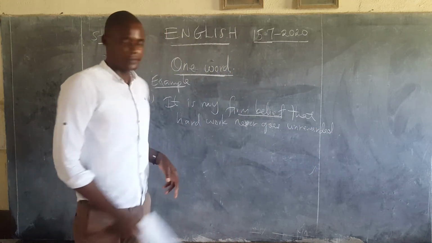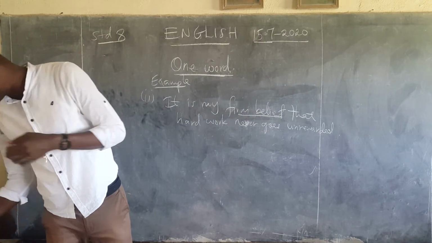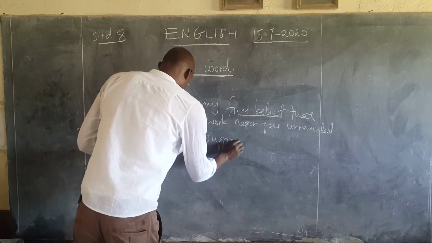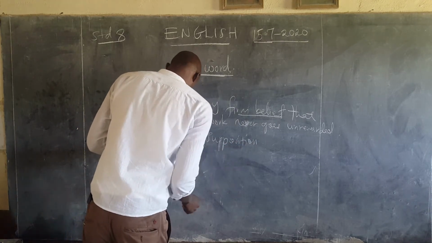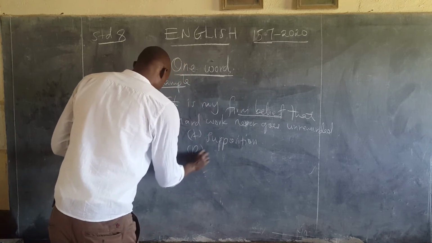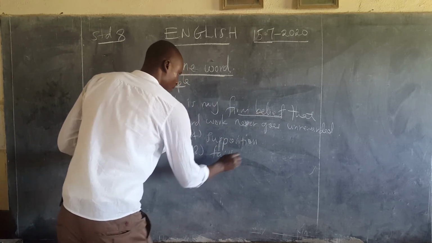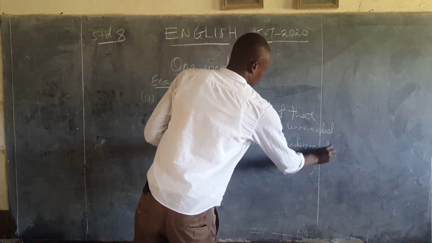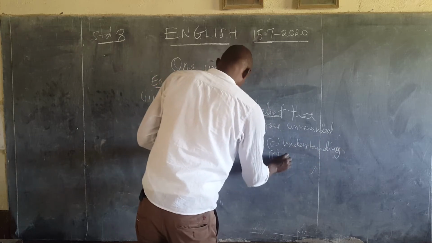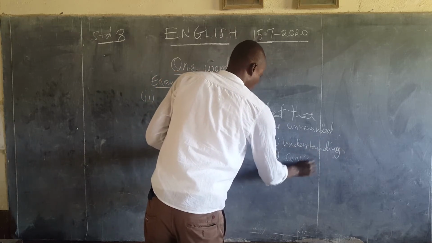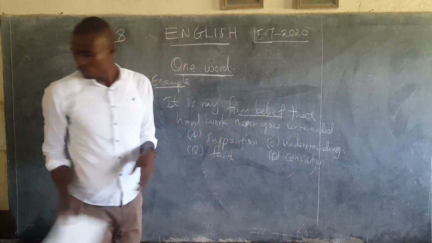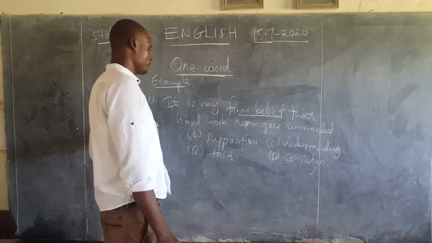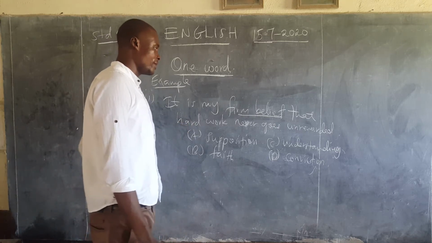So as you can see, let me write the choices first. A, we have supposition. B, we have faith. C, we have understanding. And then D, we have conviction. So how do we know our answer? It is my firm belief that hard work never goes unrewarded.